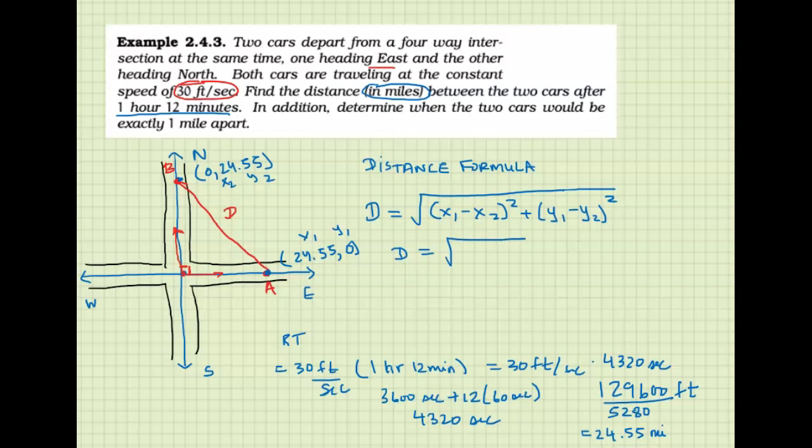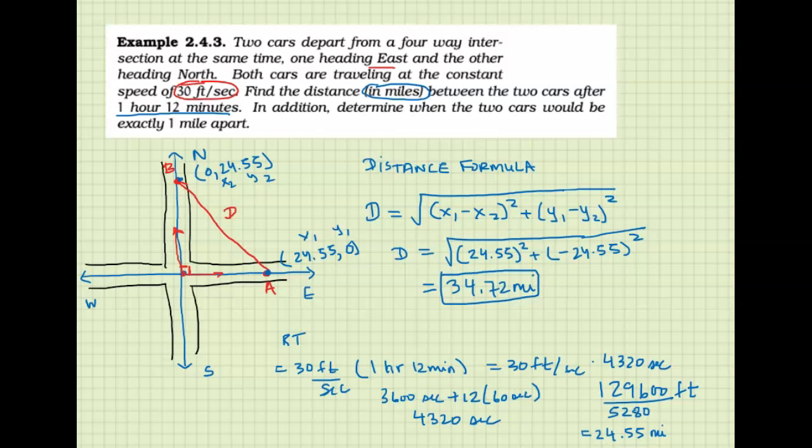All right, so let's see. We have 24.55 minus 0 squared and 0 minus 24.55 squared. Square, add, take the square root. You can do it all in your calculator. 24.55 squared plus 24.55 squared, and I got 34.72 miles. So 1 hour and 12 minutes later, they are 34.72 miles apart.